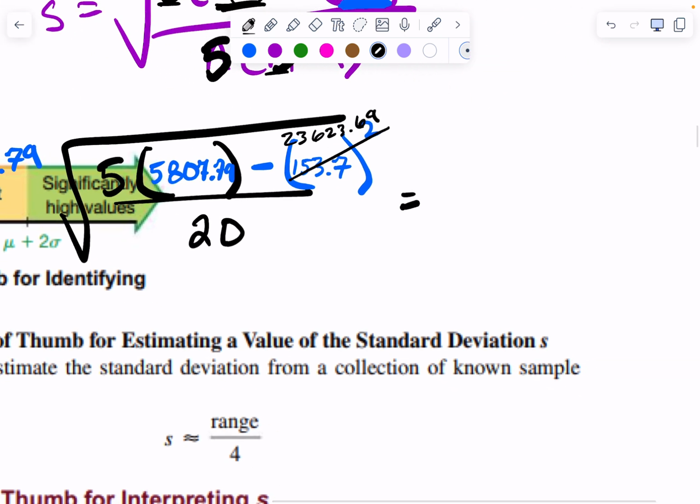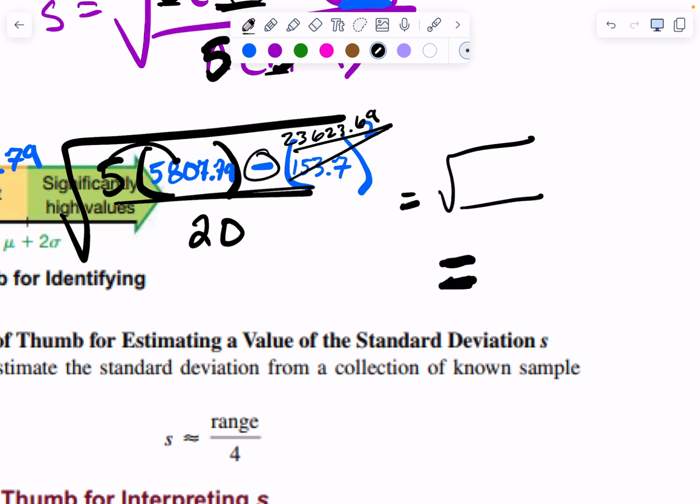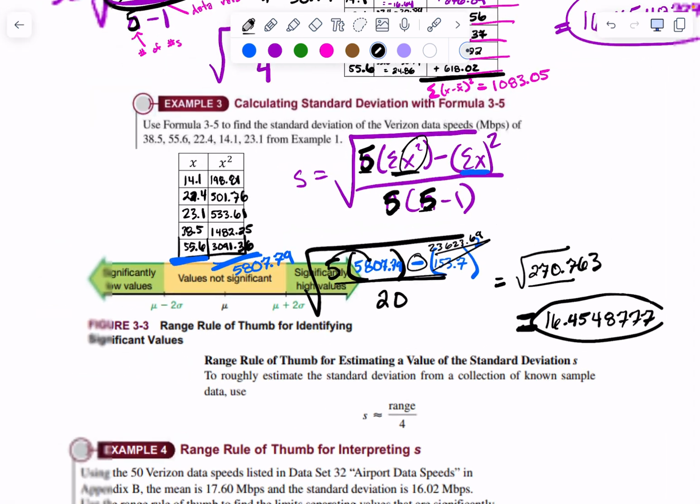Okay, so if we take 5 times this minus this, then divide by 20, you get the square root of something. 5 times 5807.79, minus 23,623.69, I got 270.763 after dividing by 20. And then we take the square root: 16.4548777. That is exactly the same.